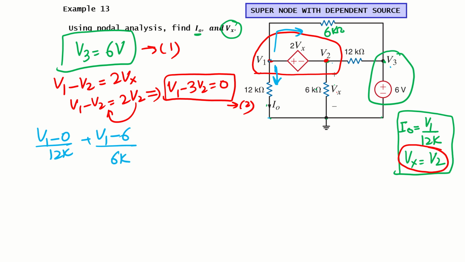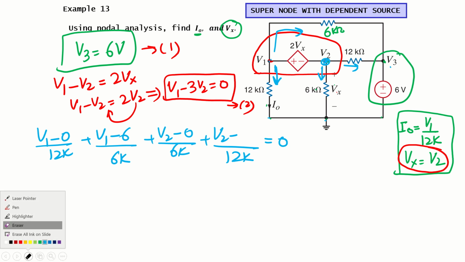Then we come to V2. What are the currents with reference to V2? This one through 6 kilo is V2 minus 0 divided by 6k. Then through this one, V2 minus V3 divided by 12k, and the sum is equal to 0. The value of V3 is 6 volts, so we can put that value directly here.